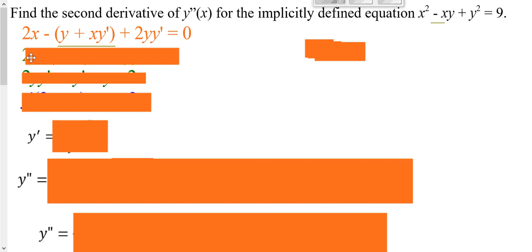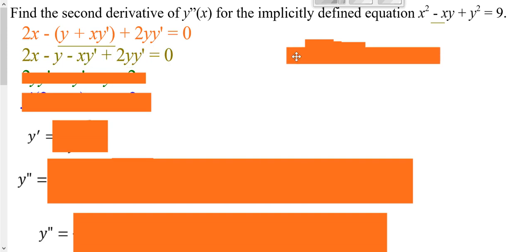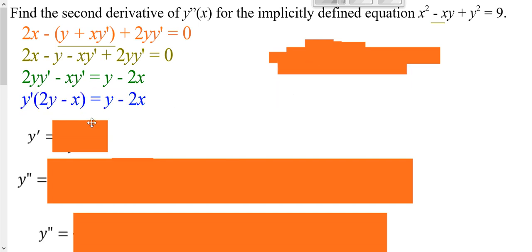So get rid of the parentheses, get all the y primes on one side, get the non-y primes on the other side. So I'm going to take this and this, leave them on the left. I'm going to take my 2x, subtract it to the other side, take my y and add it to both sides. So I get this, factor out my y prime, then I can get y prime by itself by dividing by the parentheses. Cool. Well, that's not too bad to do my first derivative.